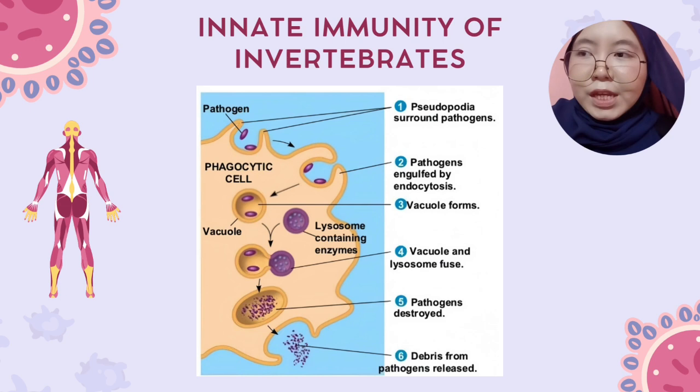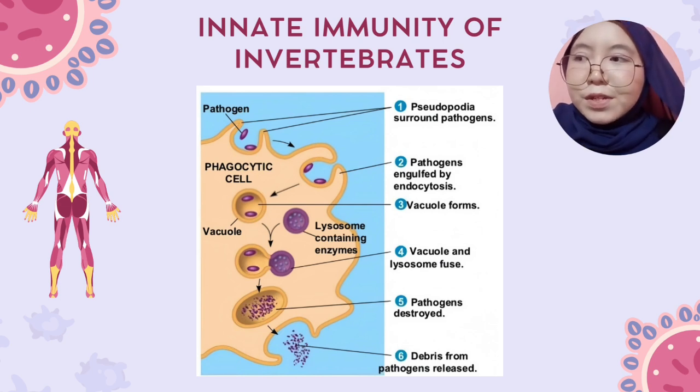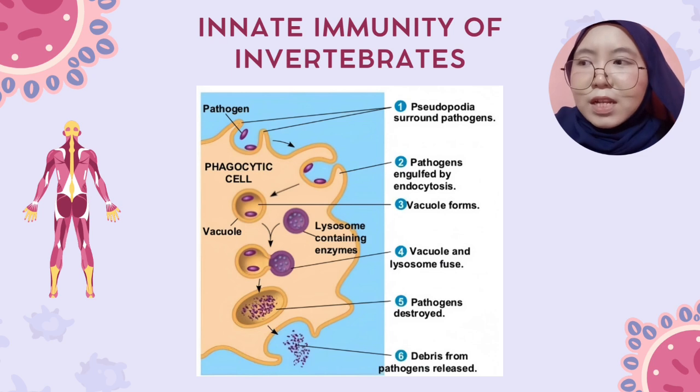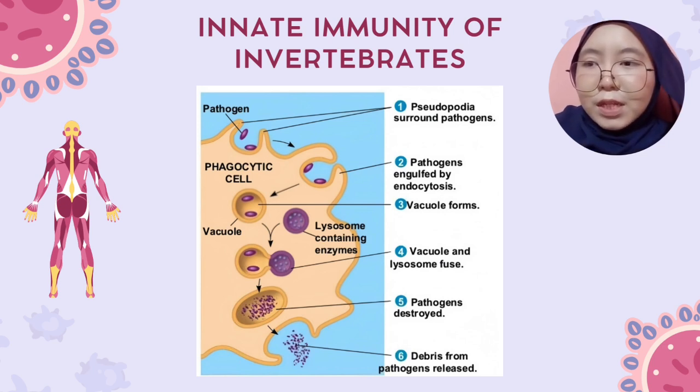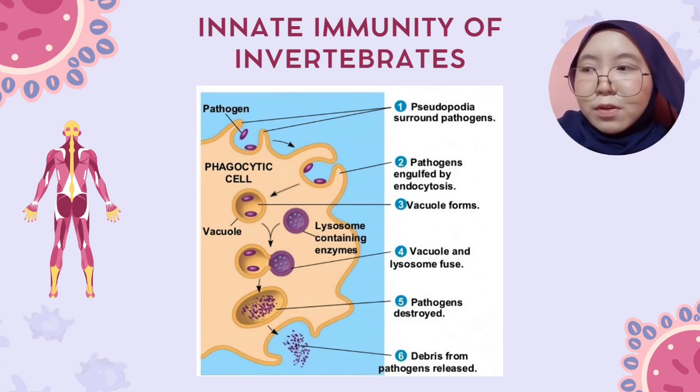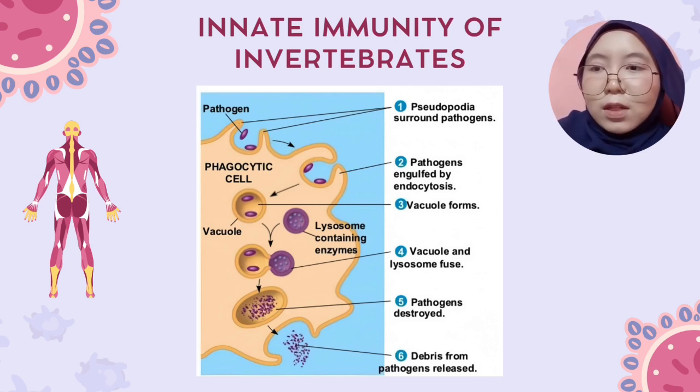Innate immunity in invertebrates. First, immune cells detect harmful pathogens. They extend finger-like projections called pseudopodia to surround the pathogens. Second, the pseudopodia close around the pathogen, trapping it inside the cell through a process called endocytosis. Third, the trapped pathogen is enclosed in a membrane-bound sac called a vacuole, known as a phagosome.